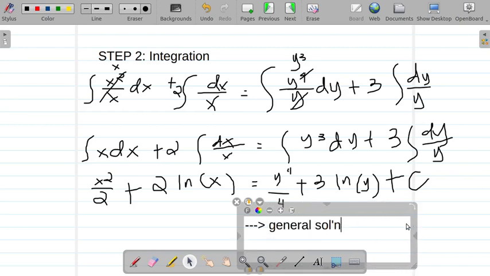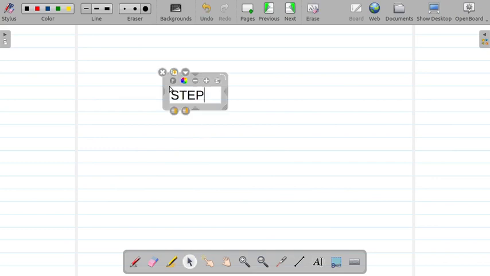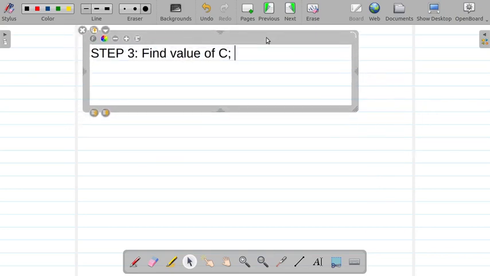And as you remember, sa iyang given, naa siya given sa x and y, so makita nato ang value ni c. So next step is step 3. Step 3. Find value of c, where value of x is 1 and y is 1.